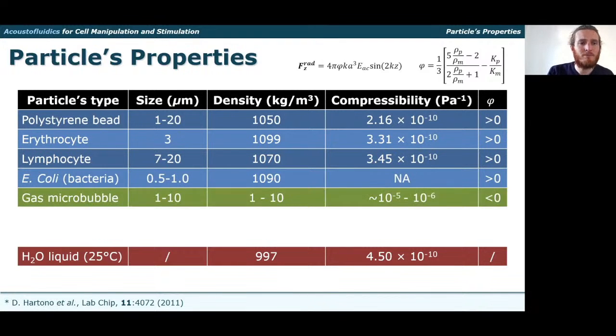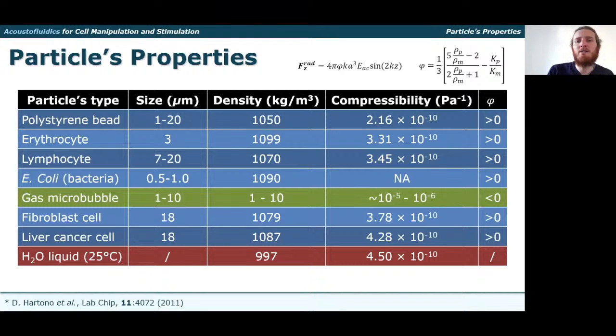Another interesting class of particles is represented by gas microbubbles, which have been extensively discussed in previous talks by Professor Eleanor Stride. These particles have a comparable size to some biological cells, but they have a much lower density and a much greater compressibility because of their gas core. So this can result in an overall negative acoustofluidic contrast factor. In some cases, gas microbubbles can be driven to the pressure antinodes of a standing wave field.